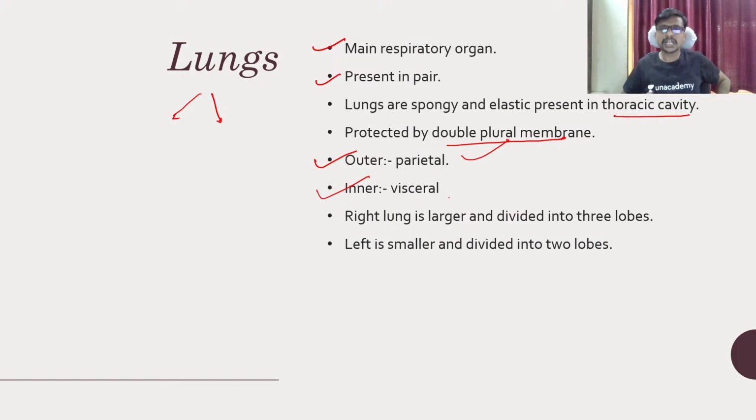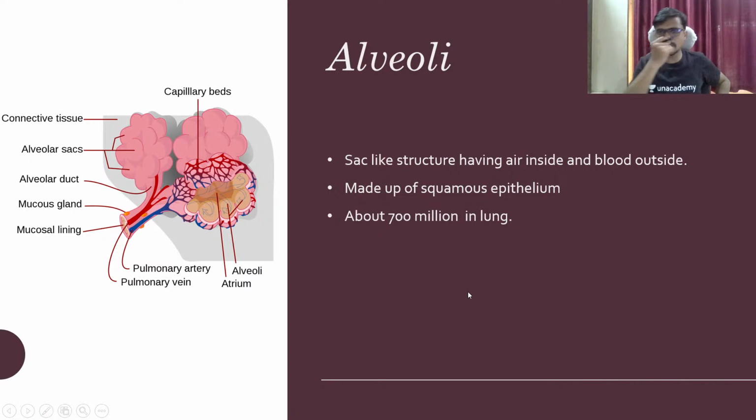The right lung is larger and divided into three lobes. The left lung is smaller and divided into two lobes. The left lung is smaller because it is crowded by your heart. So the alveoli is a sac-like structure which has air inside and blood outside. You can see the capillary beds are present and a large blood supply is there. So you can say the alveoli is a vascular part. Not just vascular, it is highly vascular.